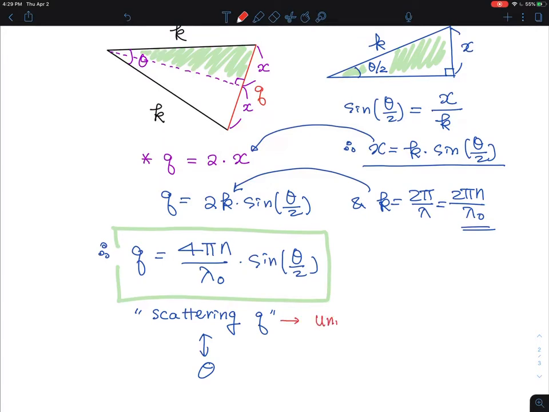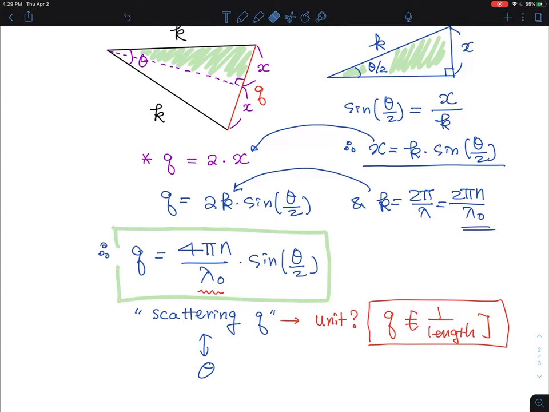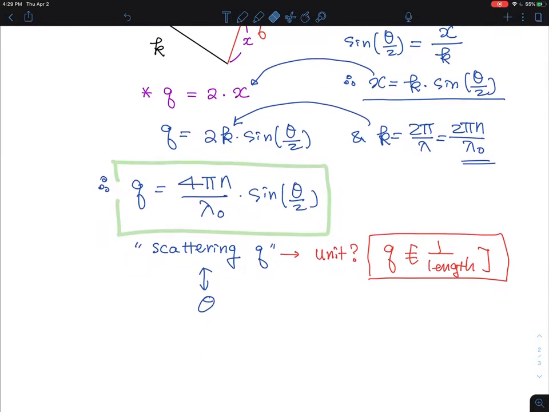Can you look at the unit of scattering Q? Q has a unit of 1 over length scale. This is a very important concept for you to know, because the wavelength of the light has a unit of length, and everything else does not have a unit, so it has a 1 over length scale. So this is a conceptual piece.